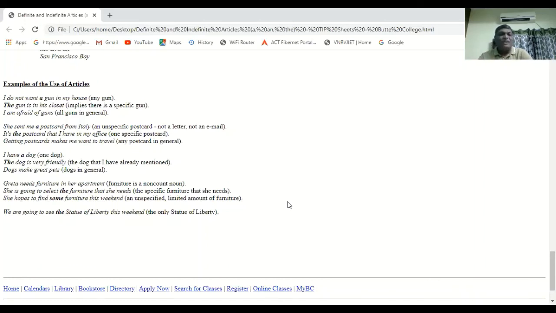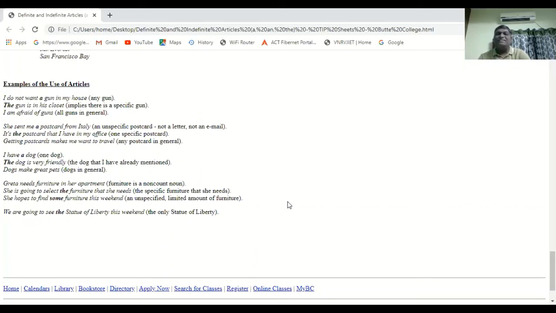So we are going to see the Statue of Liberty, the only Statue of Liberty. Don't use an article before names of meals like breakfast, lunch, supper, dinner. When you are talking about this, don't use the article "the." Similarly, with musical instruments, you can use the piano, the guitar. But when you are talking about names of sports, cricket, kabaddi, kho-kho, don't use it.